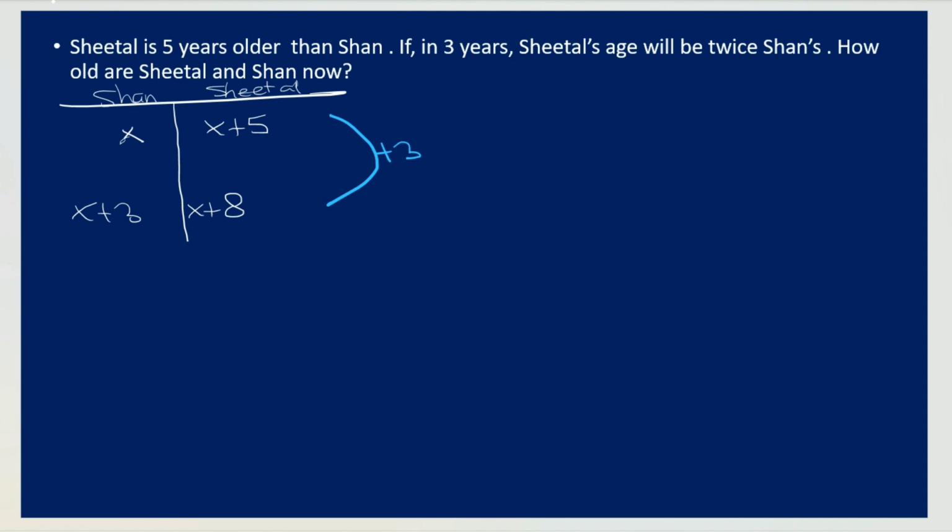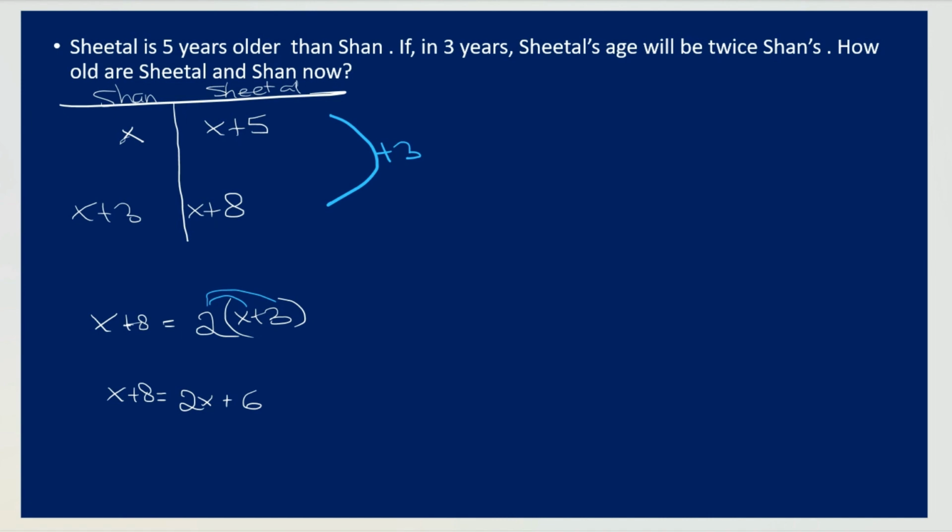So in 3 years, Sheetal's age, which is going to be X plus 8, will be twice Sean's. So it will be equal to twice Sean's. So this X plus 3 is his age, and then twice Sean, so we're just going to write 2. And now we're going to use the distributive property. So 2 applies to the X and 3. So we multiply, and we get X plus 8 equals 2X plus 6.